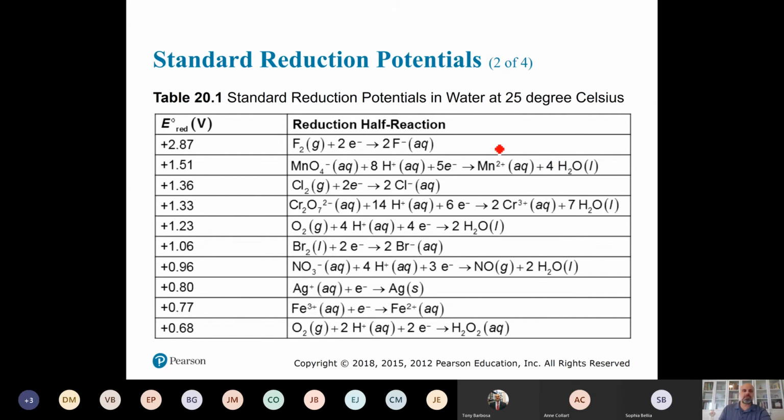So you can see there are lots of different equations here. We'll come back and we'll be using these. I'm not going to go through each of them right now, but I just want you to recognize that you can see something with a very large positive value, this fluorine reacting with 2 electrons to give fluoride ions, right? This reduction is very favorable, right? It's got a plus 2.87. So it's a very favorable reaction. So fluorine as a gas will react very readily with 2 electrons to give us fluoride ions.